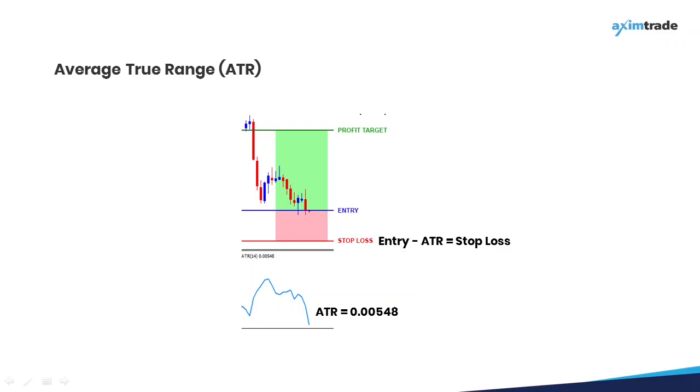To calculate the stop loss, traders can take the entry price minus the ATR value for a long position. Similarly, traders can take the entry price plus the ATR value for a short position.